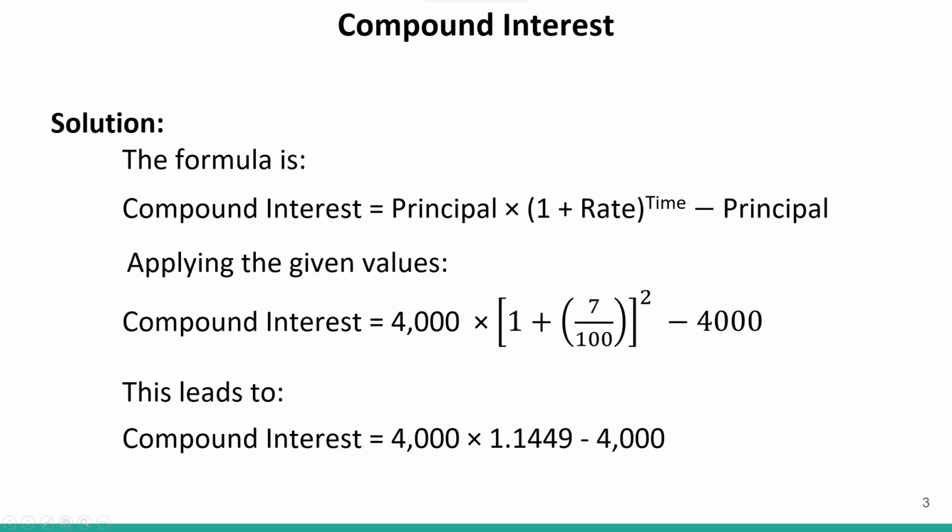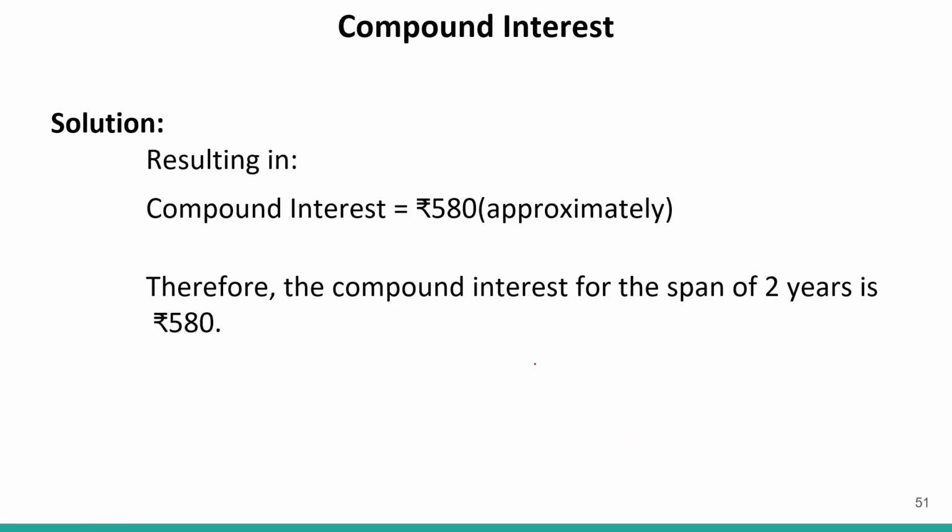For the compound interest, okay, the formula for compound interest is equal to principal into 1 plus rate whole power T minus principal. So the principal should be written here. Okay, so it will be T minus principal. Okay, so applying the given values, compound interest is equal to 4,000 into 1 plus 7 by 100 whole power 2 minus 4,000. So this leads to what? Compound interest, that is 4,000 into 1.1449 minus 4,000. So resulting in compound interest equal to 580 approximately. So therefore the compound interest for the span of 2 years is what?